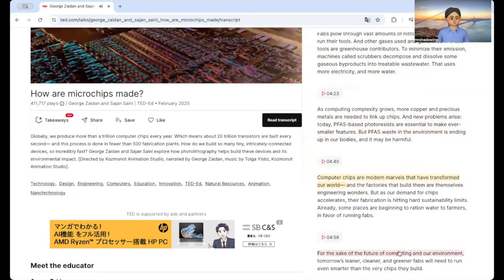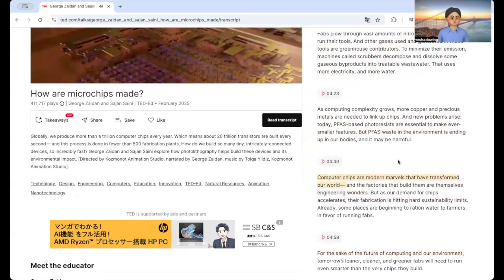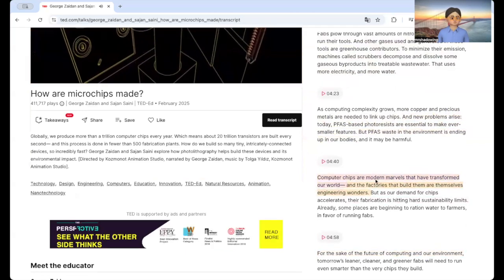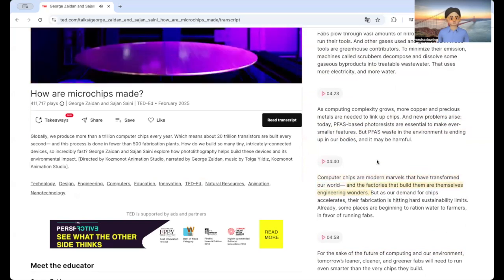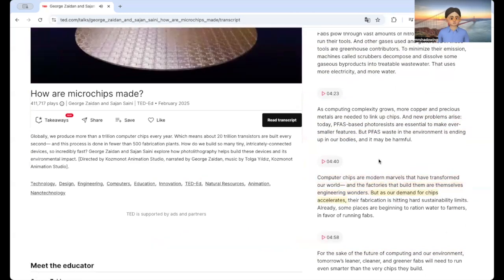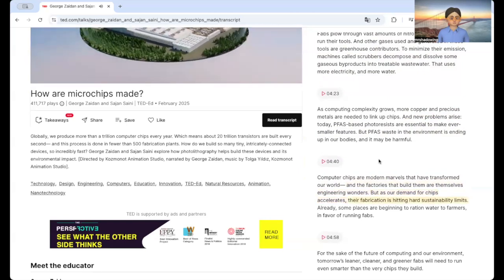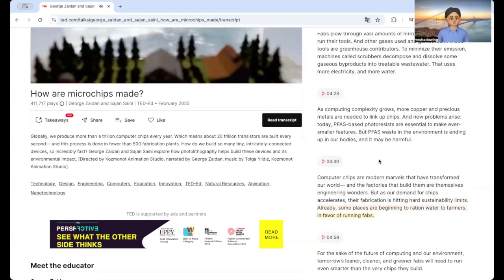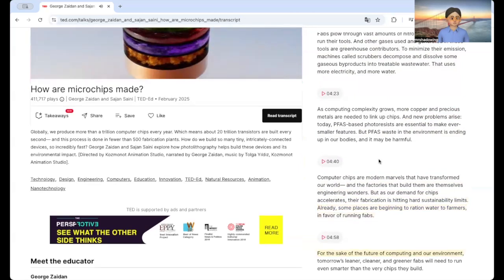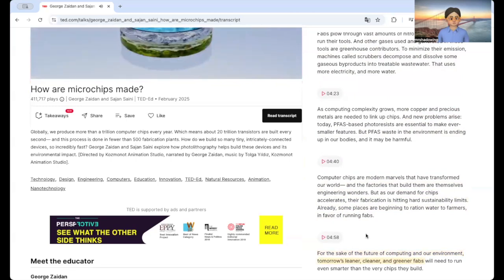Computer chips are modern marvels that have transformed the world, and the factories that build them are themselves engineering wonders. But as the demand for chips accelerates, their production is hitting hard sustainability limits. Already, some places are beginning to ration water to farmers in favor of running fabs. For the sake of the future of computing and the environment, tomorrow's leaner, cleaner, and greener fabs will need to run even smarter.